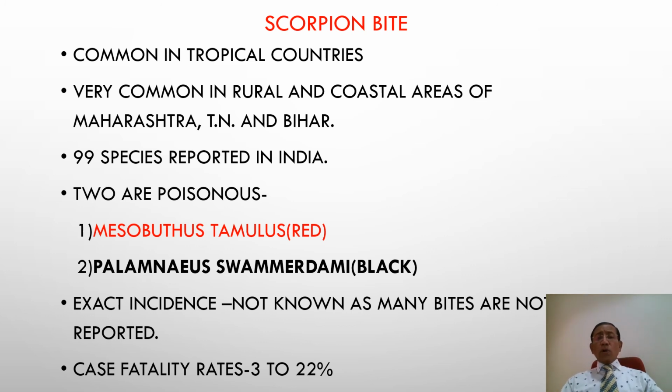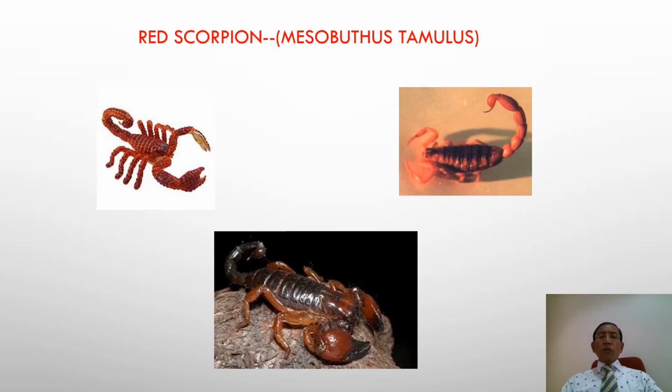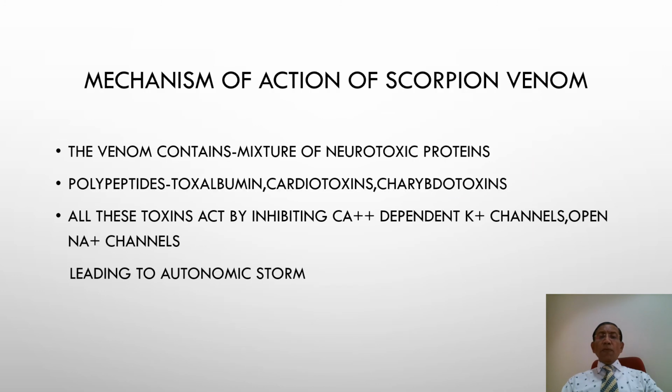Exact incidence is not known, as many bites are not reported, as we have seen in the case of snake bite. Case fatality is between 3 to 20%. These are the two: Palamneus swammerdami is the black scorpion, and Mesobuthus tamulus is the red scorpion.